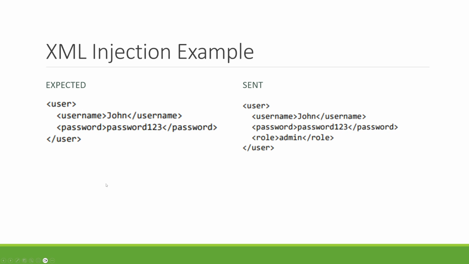Now XML looks almost the same. Instead of just passing username and password, I can actually add different things in XML, maybe role, for instance. Maybe I'm trying to get an admin role, and then that way I can escalate myself into an admin role without actually having admin credentials.